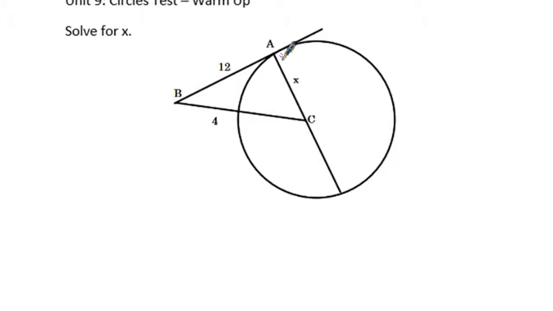In this scenario, we're asked to look for this segment. Notice that the segment is a radius. Therefore, this portion would be the same, and it would also be x. Now we use the Pythagorean theorem, only this hypotenuse would be 4 plus x. I'm going to write this as x plus 4. And this hypotenuse squared equals x squared plus 12 squared.